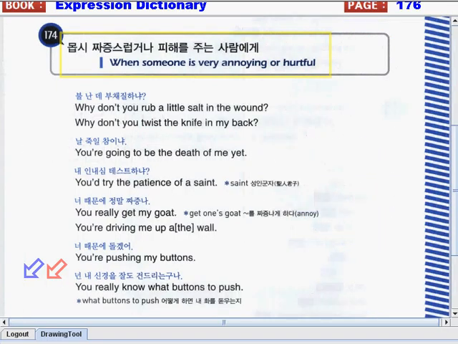For today, we have expressions used when someone is very annoying or hurtful. So, we can say, "Why don't you rub a little salt in the wound?"